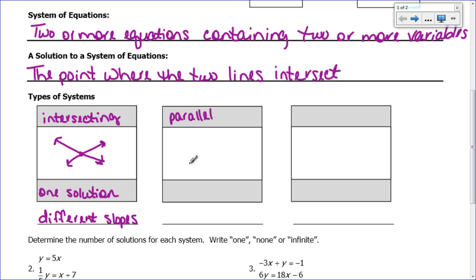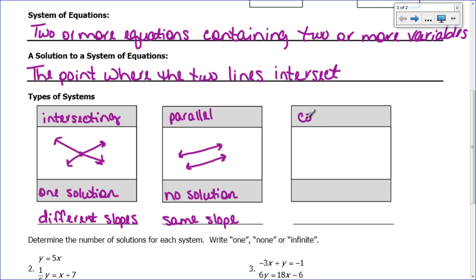Another type of system is when you have a parallel system. Y'all should know that parallel means that you have two lines that never ever intersect one another. So they run parallel and they're never going to touch. And since they never intersect, they have no solution. And if you'll remember from first semester when we talked about parallel lines, parallel lines have the same slope. That's how you'll know two lines are parallel. There's no solution. They'll have the same slope.